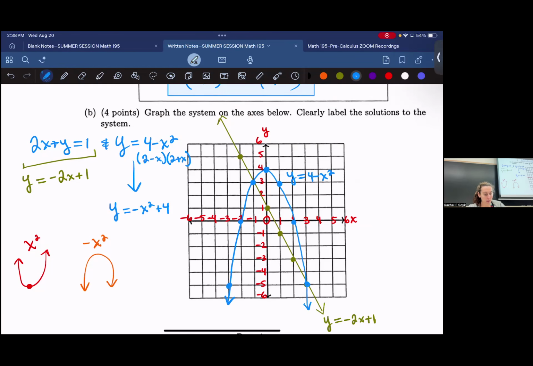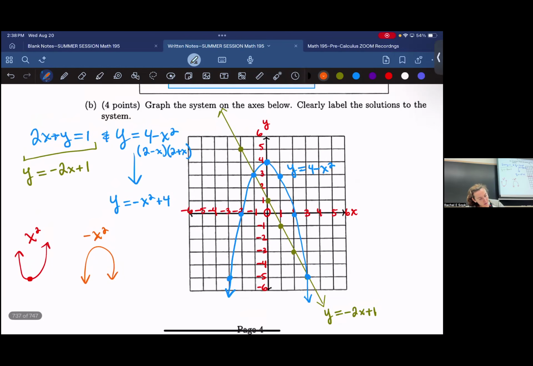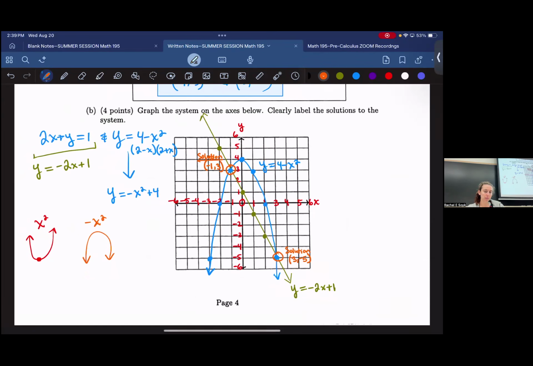It says clearly label the solutions. So I'm gonna just circle them. We have the (-1, 3) solution. And then we have (3, -5). And that's it.